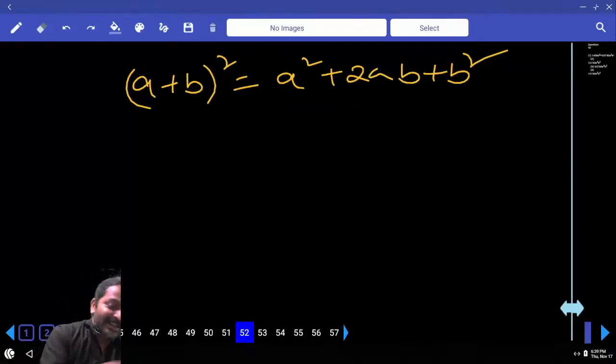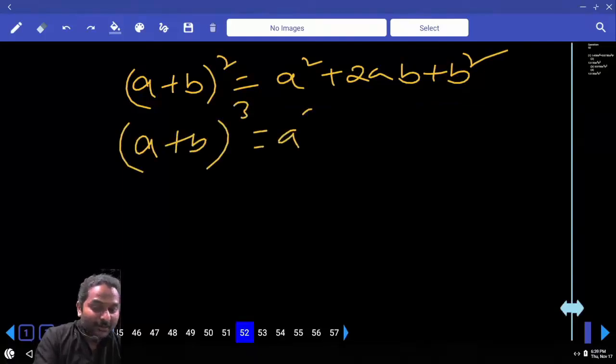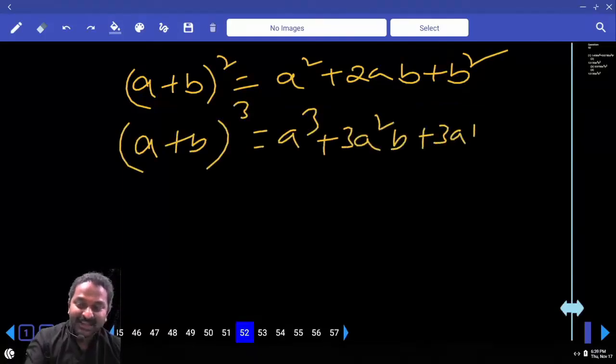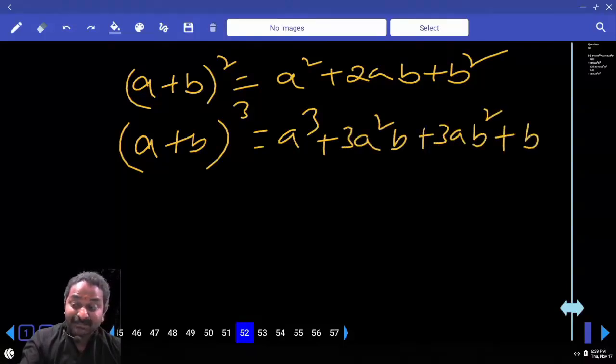But this is the right format. I'll tell you what exactly is the right format. A plus b whole cube is also a cube plus 3a square b plus 3ab square plus b cube.